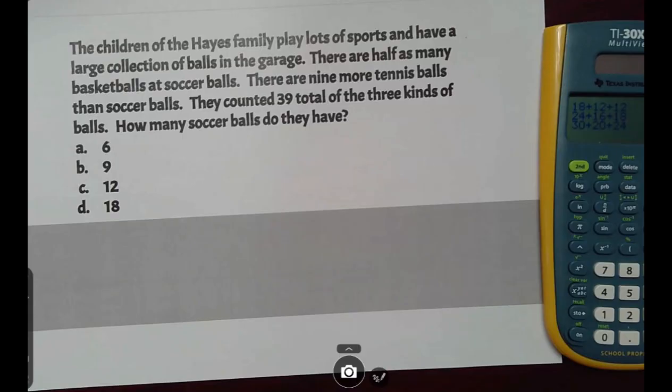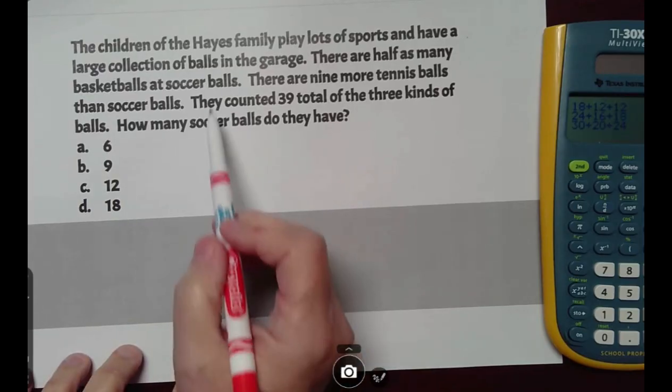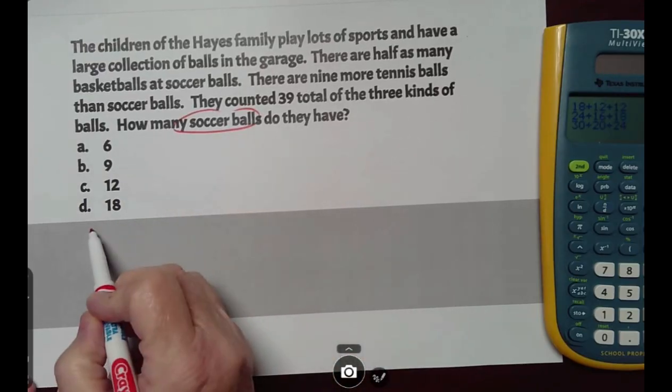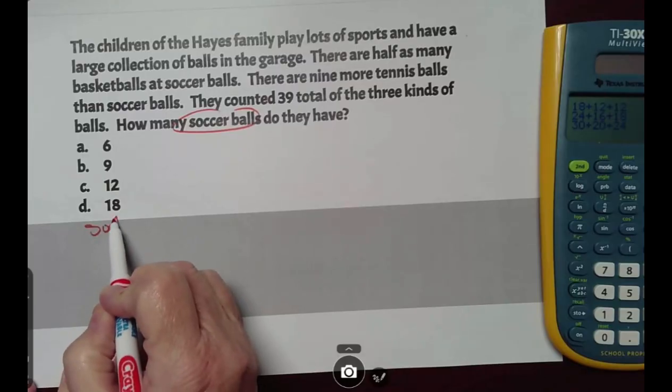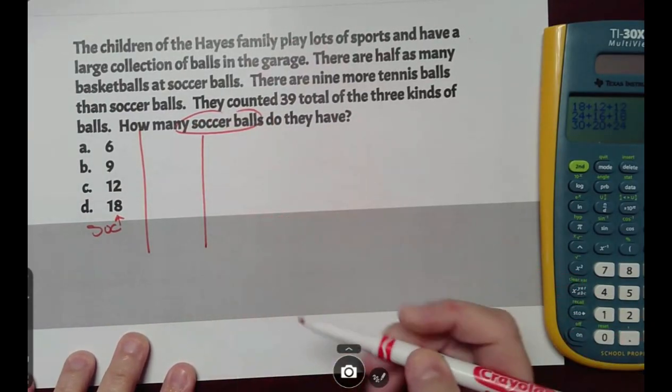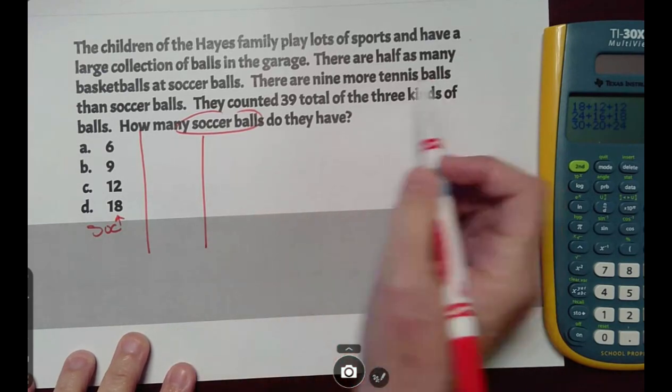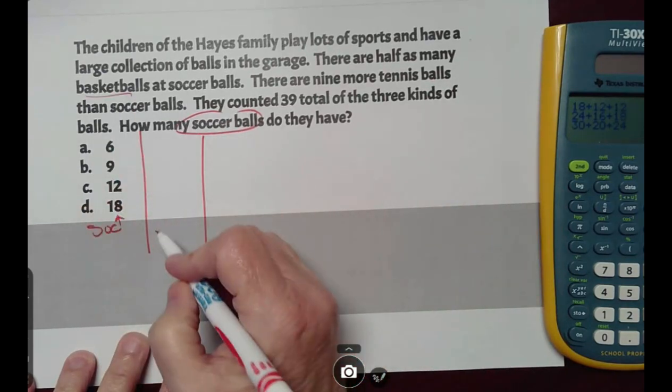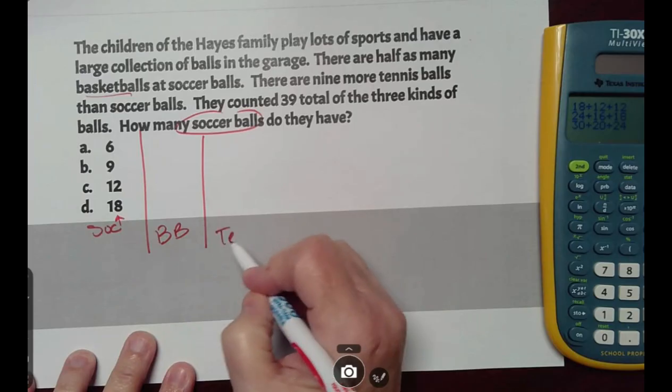So once again, this is the same kind of question as we had with Arthur and Amelia and Andy, but now we have a collection of balls. They'll do collections of marbles and different things. But what we have to do first is look and see what our answers represent. Our answers represent the number of soccer balls. That's what these numbers represent. We're going to make 3 columns. We have soccer balls, basketballs, and tennis balls.